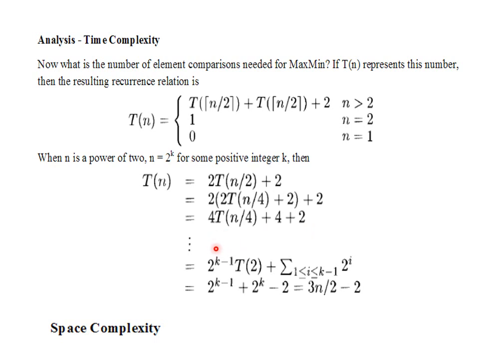We can write 2 to the power i into t of n divided by 2 to the power i plus 2 to the power i plus 2 to the power i minus 1 plus 2 to the power i minus 2 up to 2 to the power 1. 2 to the power 0 is missing, right? So there is no 1 here. So finally what can we do?